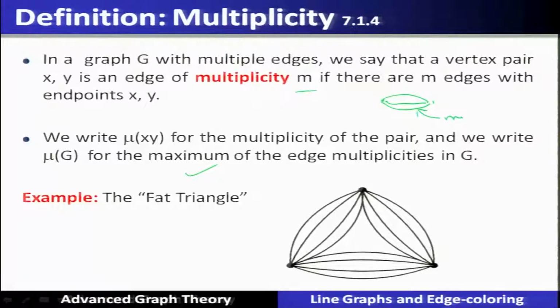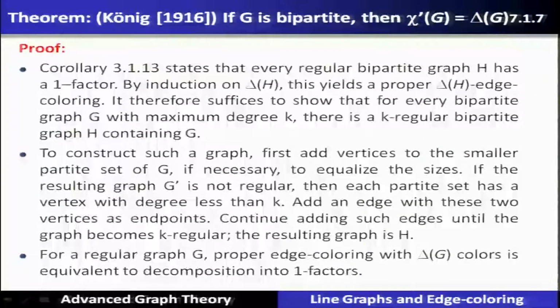So this kind of structure, where multiplicity of the pairs is allowed, is called a fat triangle. Now there is a theorem given by Koenig, which states that if the graph G is bipartite, then chi prime G is equal to delta G. So let us see the proof.